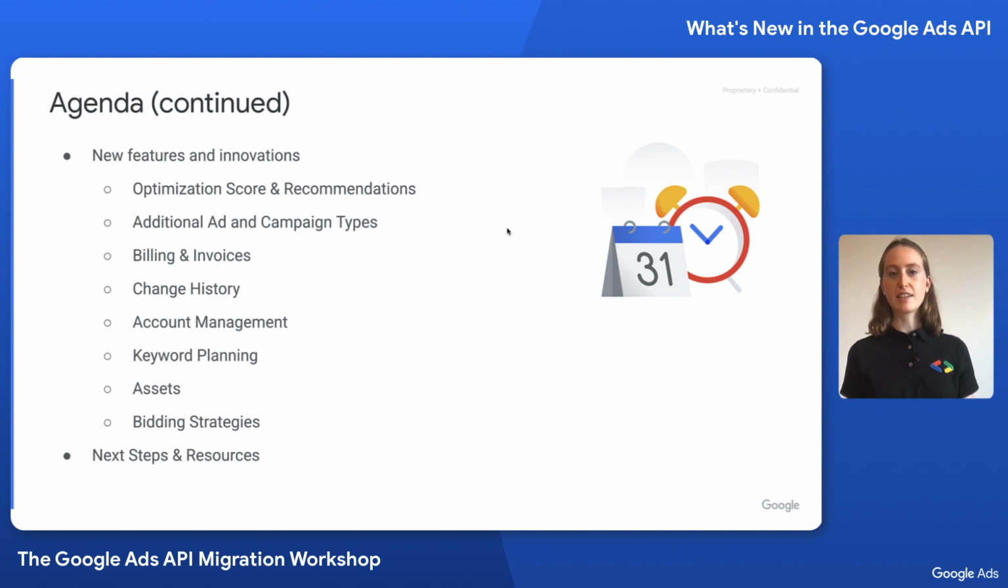After that, I'll get into some of the new features and innovations of the Google Ads API, starting with optimization score and recommendations. Then I'll walk through some of the new ad and campaign types, billing and invoices, new services for retrieving change history and for account management, some improvements to keyword planning and assets, and finally, some new bidding strategies. We'll wrap up with some next steps and the resources available to you for the Google Ads API.